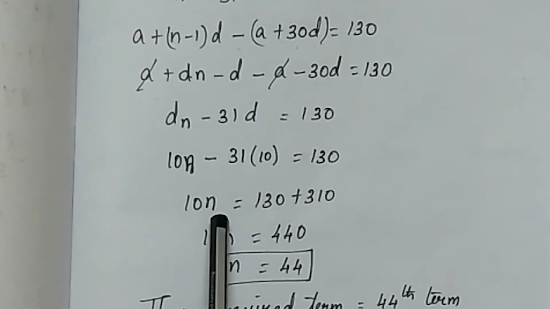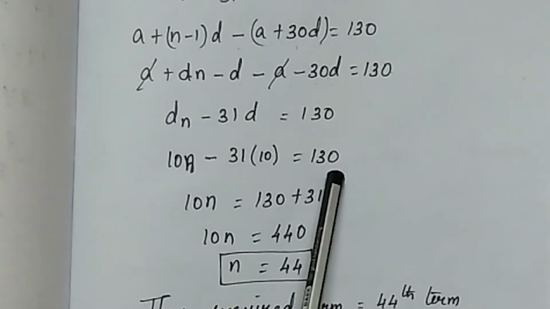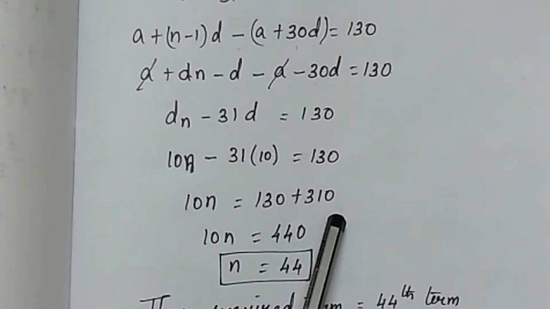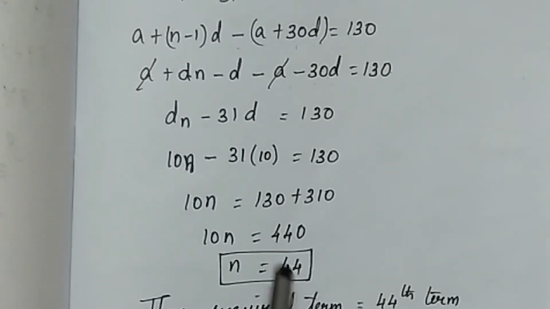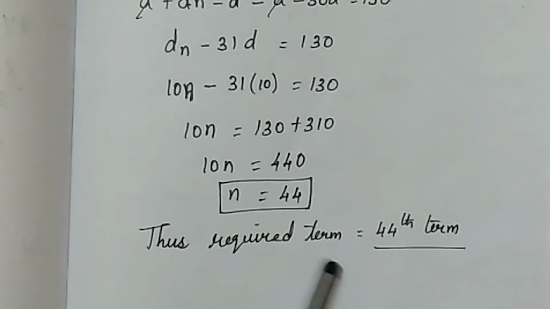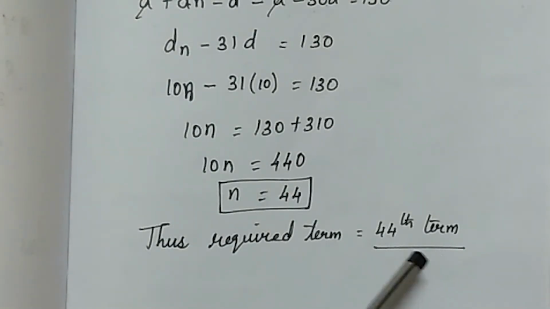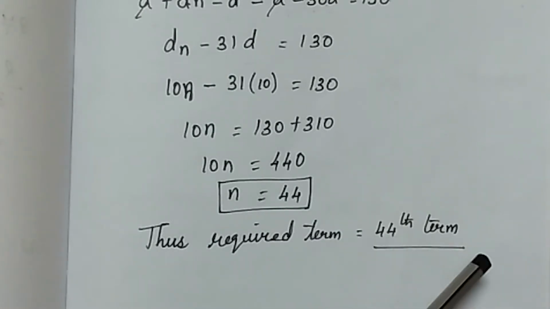Now, 10n is equal to 130 plus 310. So, what is the n? 44. What is the n? 44 you will get. Then write, thus required term is 44th term. Okay, required term is 44th term.